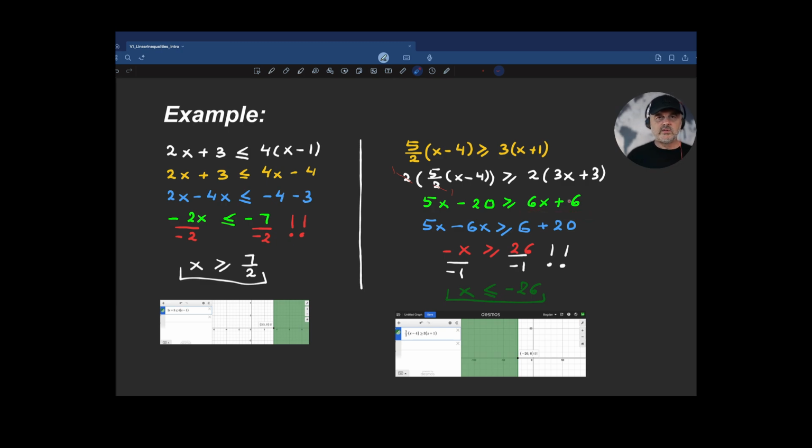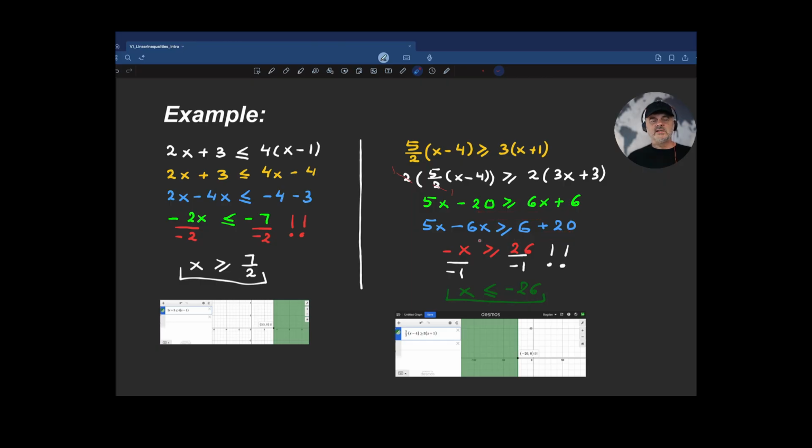Now we have to shuffle all the terms. So variables on the left side and numbers on the right side. So 5x minus 6x, that makes sense because 6x shifted over to the opposite side becomes negative 6x. Greater or equal than 6 plus 20 because that negative 20, boom, you have it.